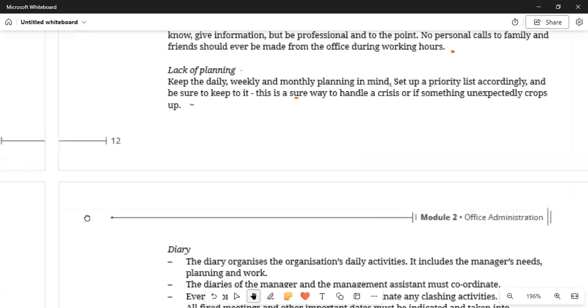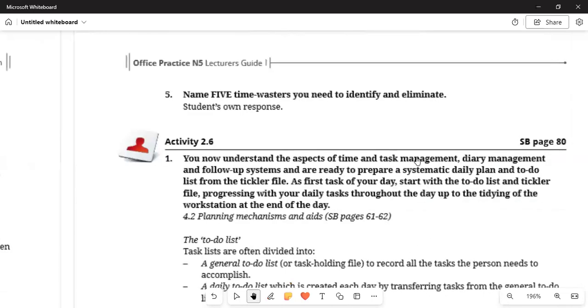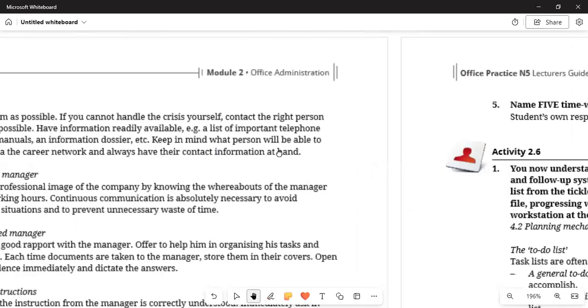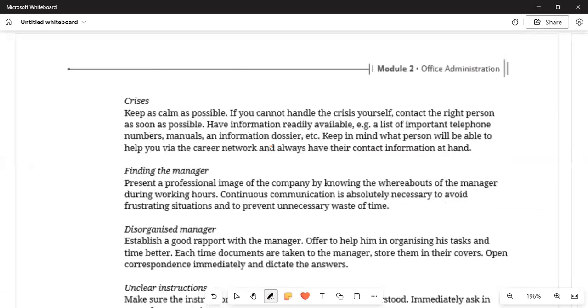Then if we are moving on again, we are to see that we have some important work, and we are talking about the crisis. We are saying keep as calm as possible. If there's a crisis at work and you cannot handle the crisis yourself, contact the right person as soon as possible. Have the information available, for example a list of important telephone numbers, manuals, and information dossier, etc. Keep in mind who will be able to help you via the career network, and always have their contact information at hand.